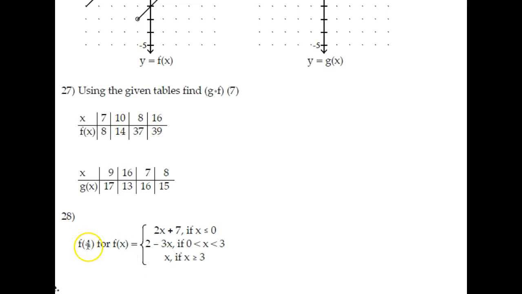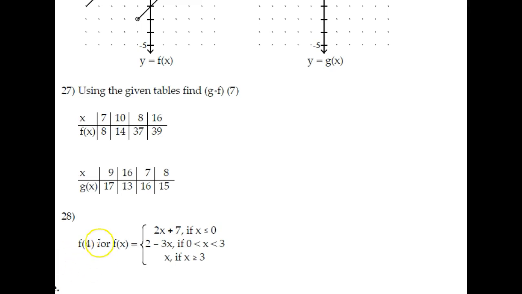So f of 4, well, we look over here at the parameters. For x of 4, we would be on this part right here, because 4 is greater than or equal to 3. So we're plugging in the value 4 into this function here and seeing what the result is. And it's just x, so when you plug a 4 in, the result's 4. Our answer here would be 4.